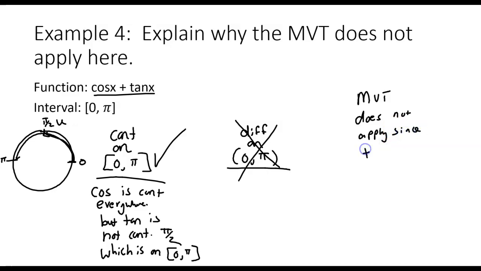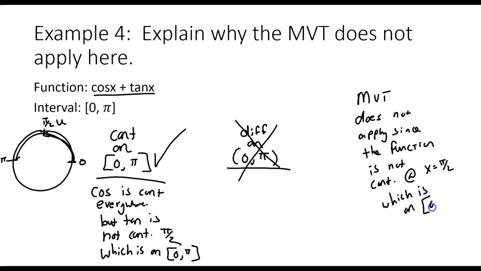since the function is not continuous at x equals pi over 2, which is on the interval. Now you guys are noticing that I keep saying which is on the interval, because if you find a discontinuity that's not on the interval, then it doesn't matter, because we only care about the interval that they're asking about. So if you end up with a discontinuity outside the interval, we just don't care. We only care about those discontinuities that are actually on the interval.